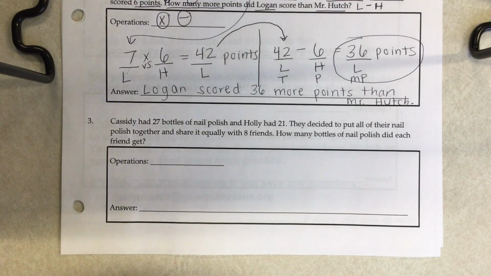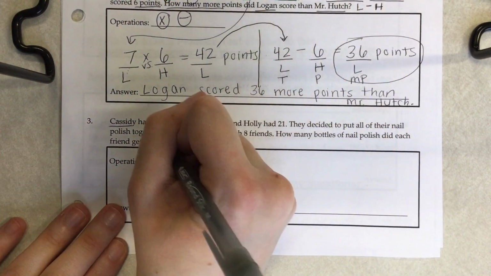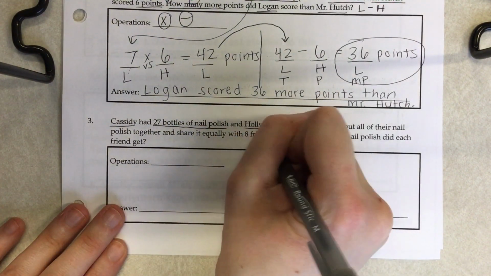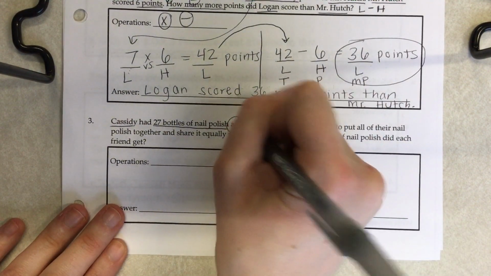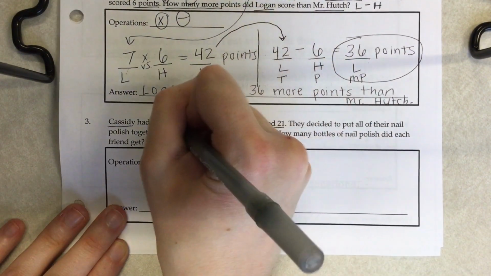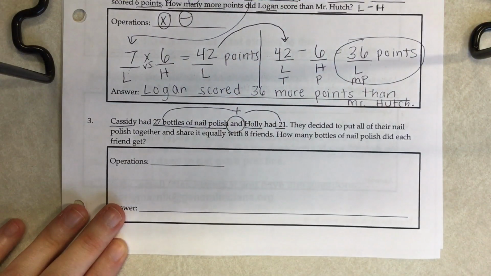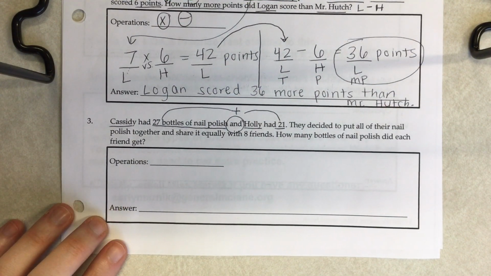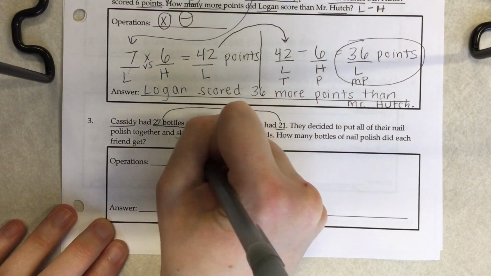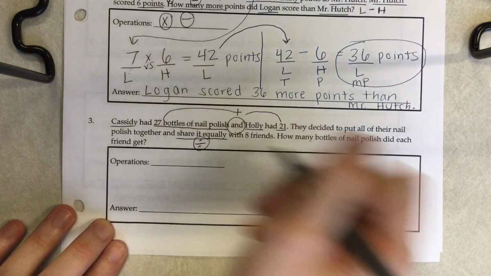Number 3, Cassidy had 27 bottles of nail polish and Holly had 21. I see this word and here, circle it, put a plus sign, draw my leashes. We have 27 bottles and 21 bottles. They decided to put their nail polish together and share it equally with 8 friends. I see share it equally, that means I'm going to divide.